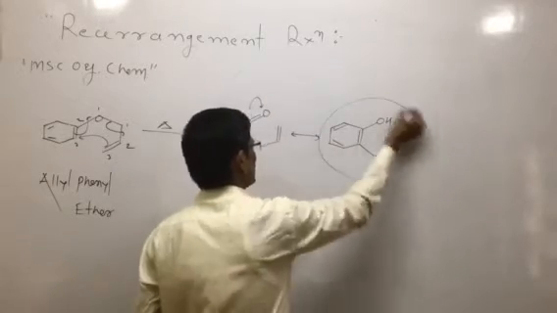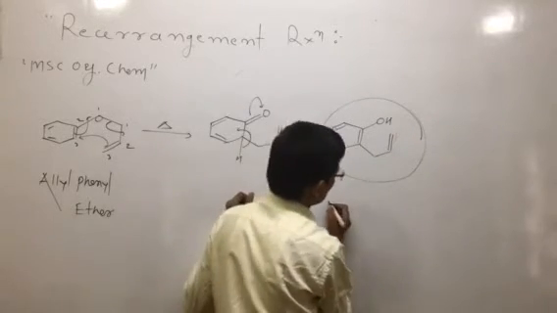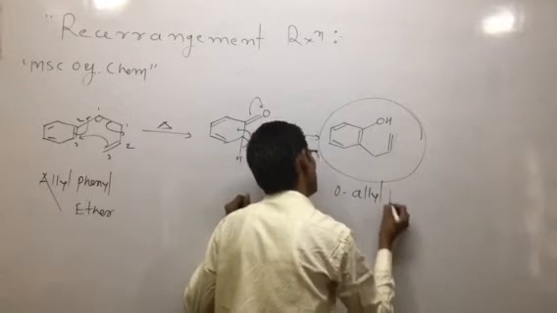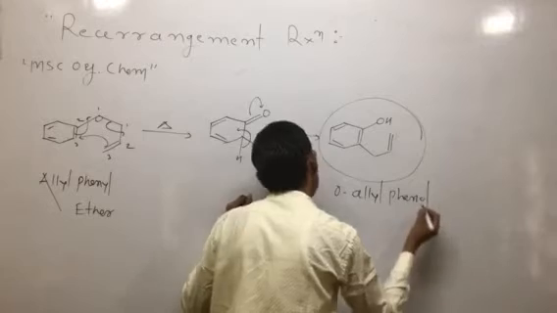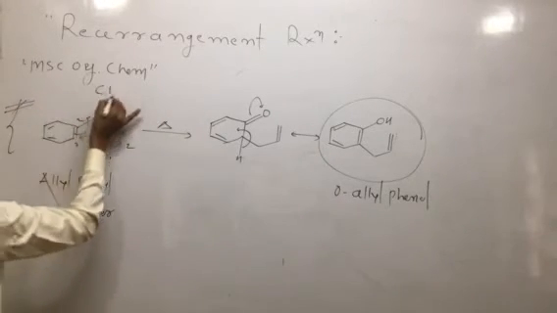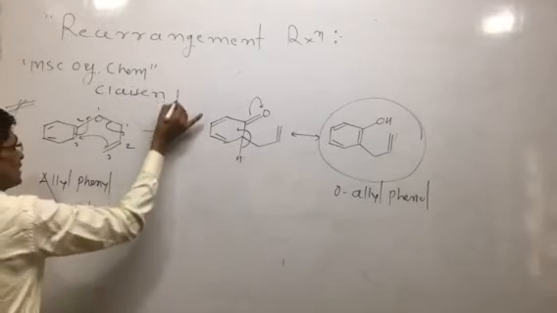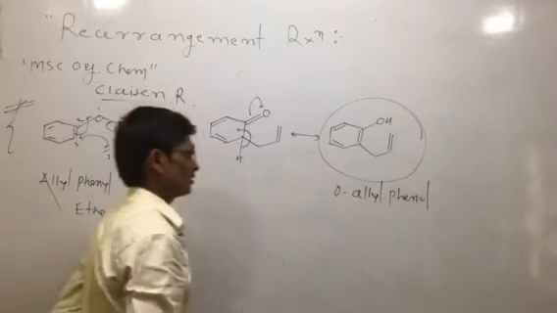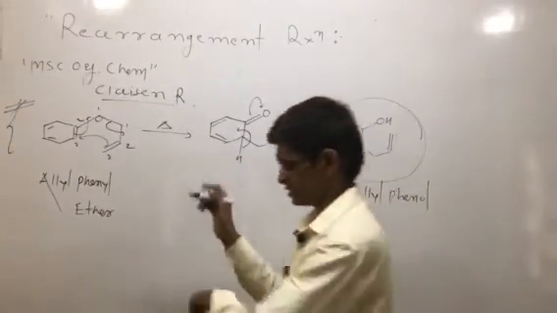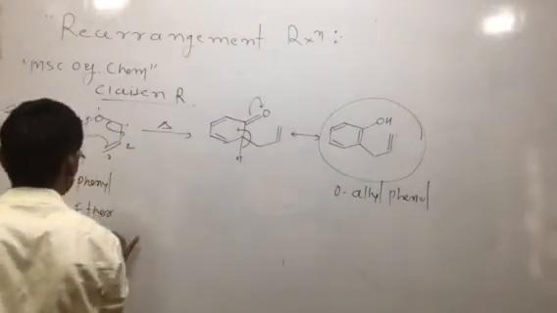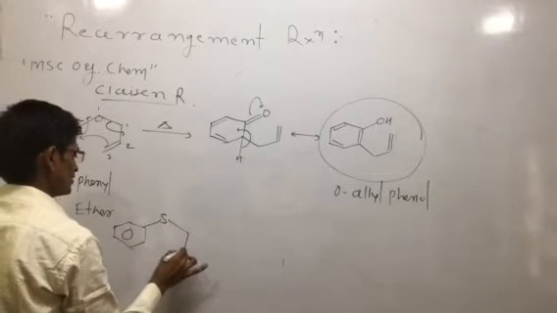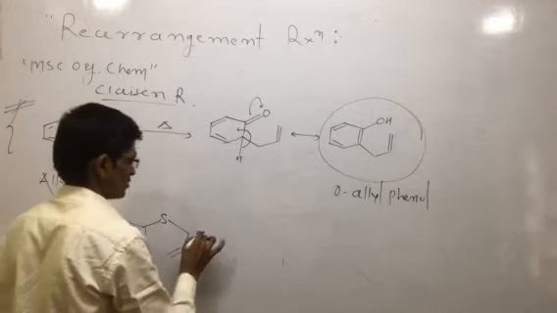So this is the formation of ortho-allyl phenol, the product of the Claisen rearrangement reaction. This is also known as Claisen rearrangement reaction. Instead of oxygen, we can take the sulfur atom. Instead of oxygen, we can take sulfur, with S, CH double bond CH.